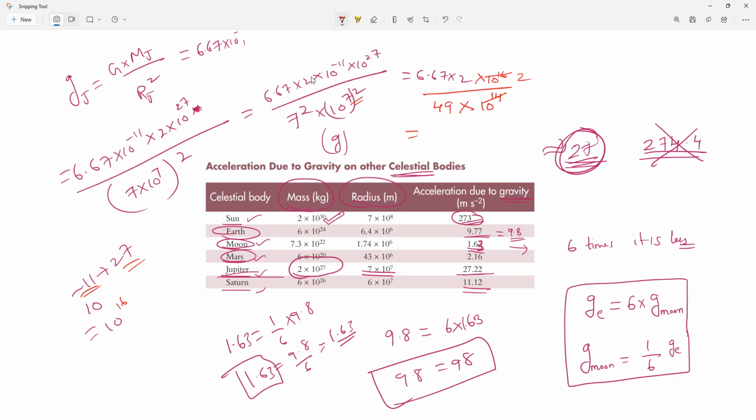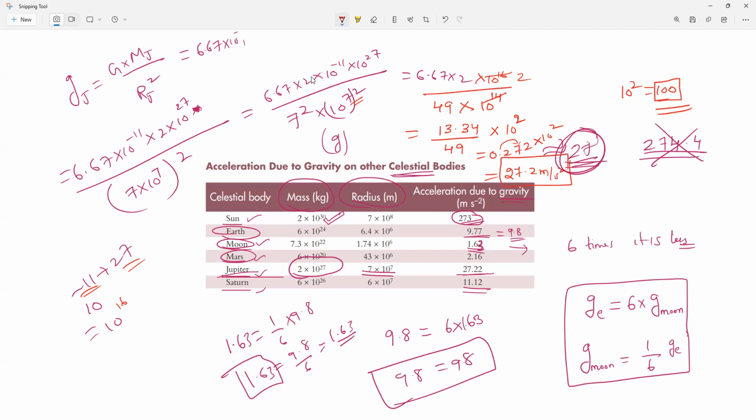So 6.67 into 2, what is the answer? 6.67 into 2 is 13.34, divided by 49 into 10 power 2. 10 power 2 means how much, guys? 100. So 13.34 divided by 49 is 0.272, into 10 power 2. So multiplying with 100, the decimal moves two places this side. 27.2 meter per second square.